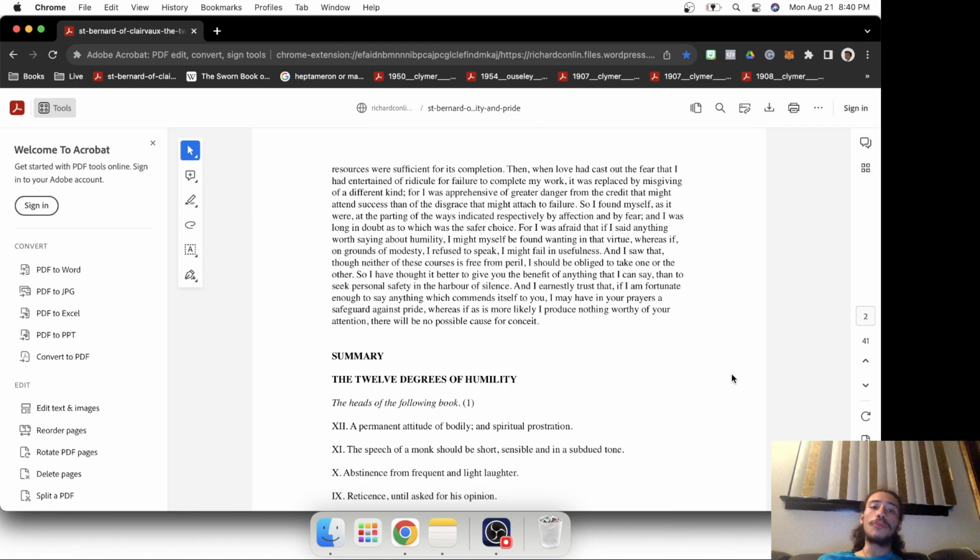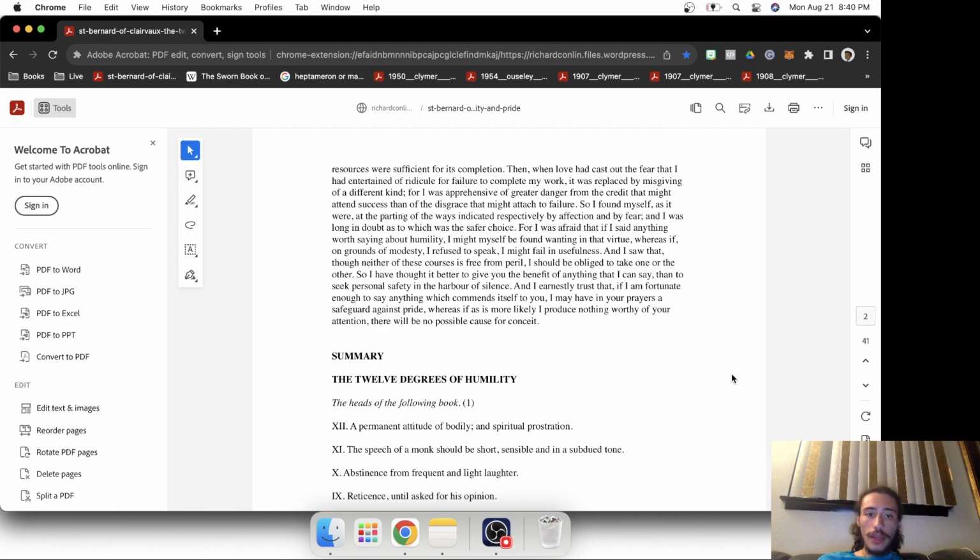Then, when love had cast out the fear that I had entertained of ridicule for failure to complete my work, I was replaced by misgiving of a different kind. For I was apprehensive of a greater danger from the credit that might attend success than of the disgrace that might attach to failure. So I found myself, as it were, at the parting of the ways indicated respectively by affection and by fear, and I was long in doubt as to which was the safer choice. For I was afraid that if I said anything worth saying about humility, I myself might be found wanting in that virtue. Whereas if on the grounds of modesty I refused to speak, I might fail in usefulness.